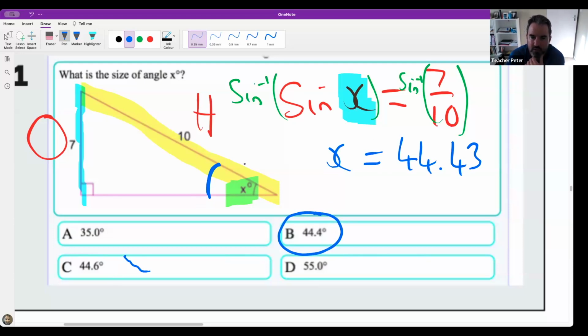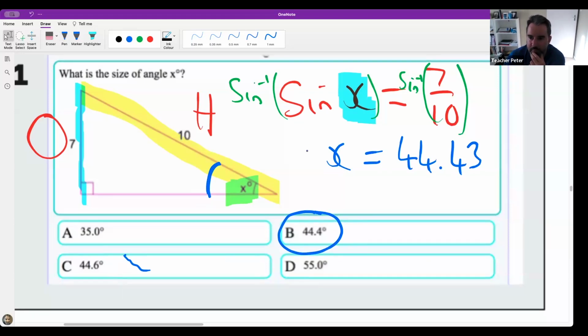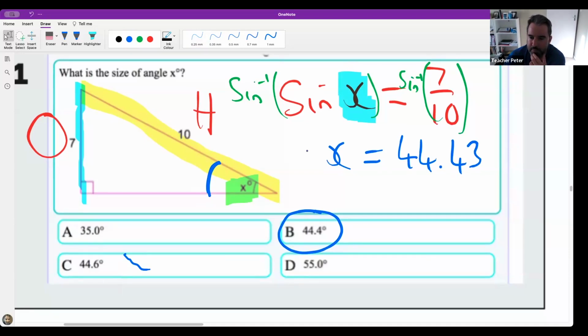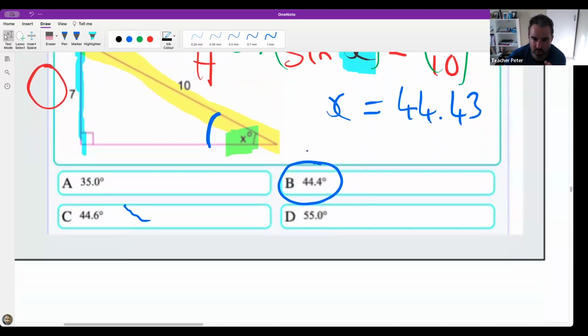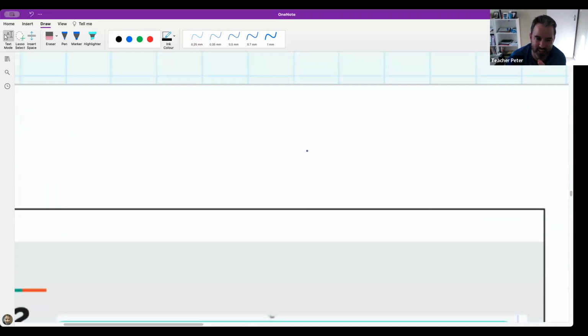44.43. So now we're using trig. We have to use the inverse trig function to help us unlock the X that's hiding inside the trig function. Okay. I feel like people have mostly got that. If you haven't, you can watch the recording, but let's practice another one like that.